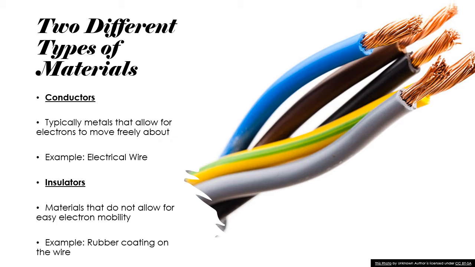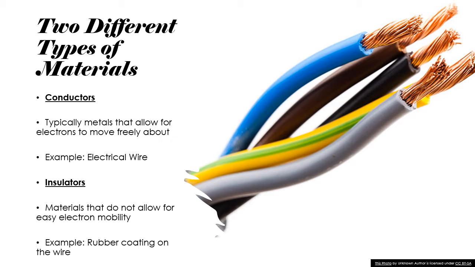One, we can have conductors. We have two different types of materials we're going to deal with. So conductors, they are metals that are going to allow for electrons to move freely about. They have what's called a sea of valence electrons, and I'll show that in a second. But things like copper, silver, gold, aluminum, they're good conductors because electrons can move freely within them.